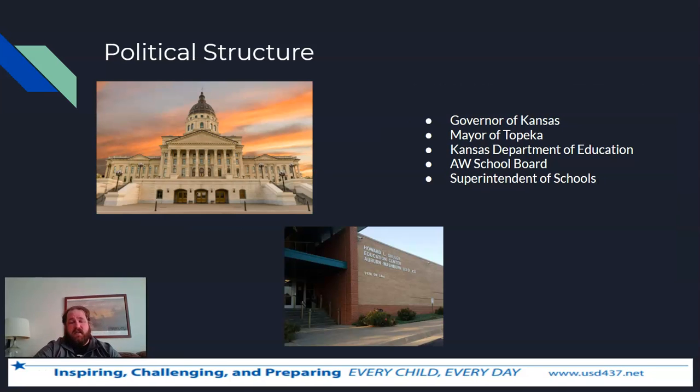Political structure, obviously, from the top down, goes from the governor. Then we have a mayor that also steps in and talks to us. Also in Topeka, we have the Kansas Department of Education. So they're kind of at our back door to be able to help with different things and figure out when we need things to happen. We have our Auburn-Washburn School Board, and our superintendent of schools are kind of where we are with that.